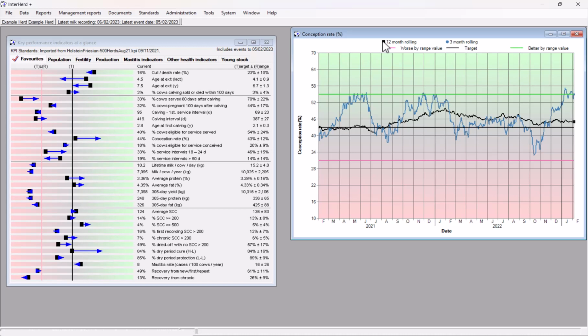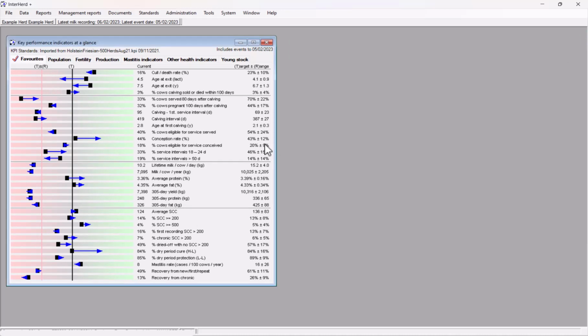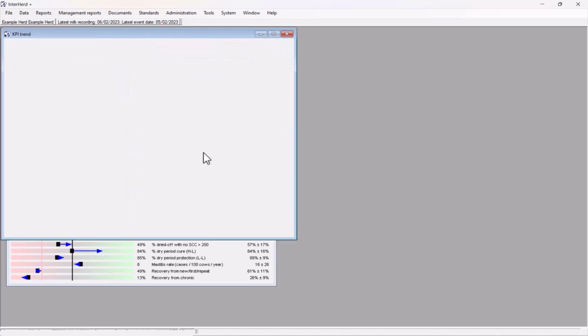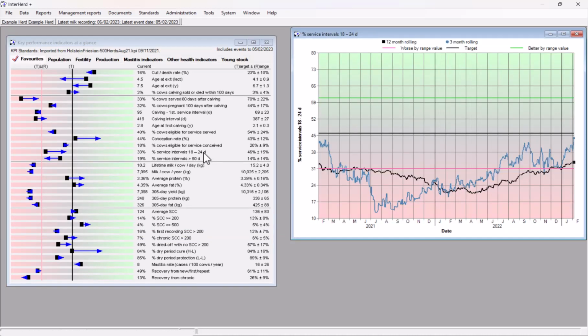The blue line shows the short-term changes in the parameter. Each point on the line uses data from services recorded in the previous 3 months. This can be done for any parameter, including service intervals. In contrast to conception rate, this herd's service intervals are frequently in the bottom 25%, and up until recently was between 20 and 30%.